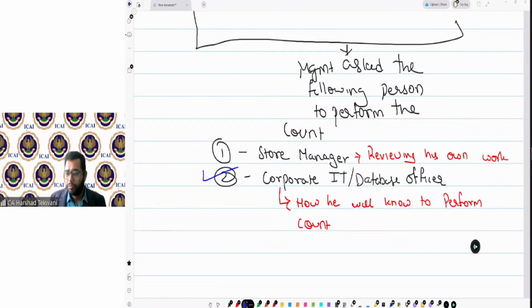How can I make myself, as an auditor, comfortable with the count performed by the IT officer? What do I need to do? There is something that I can do to get the comfort, but you need to answer what that is. I can still send the IT officer to perform the count, but there is something additional I need to do so that he can perform the count appropriately.